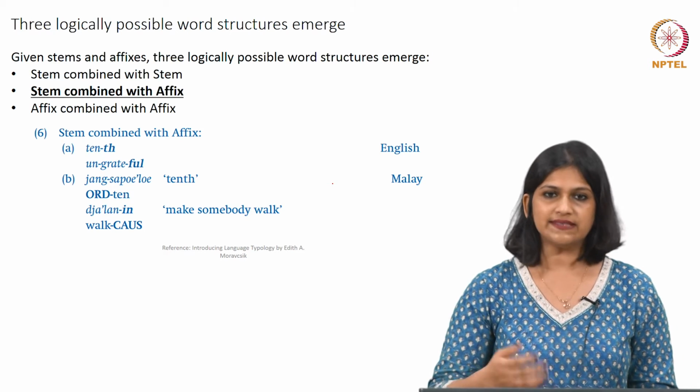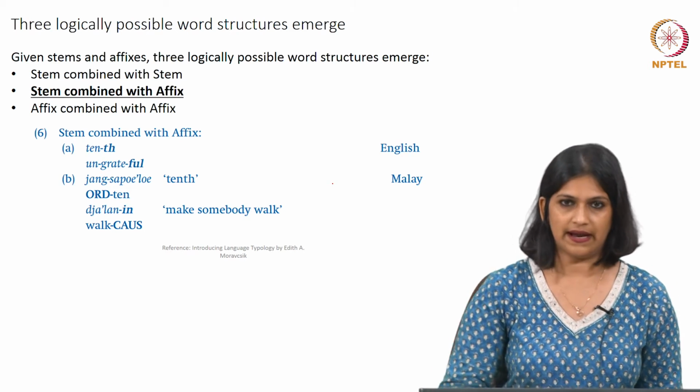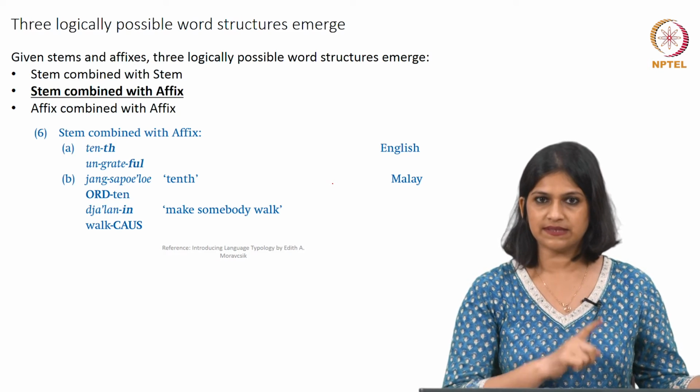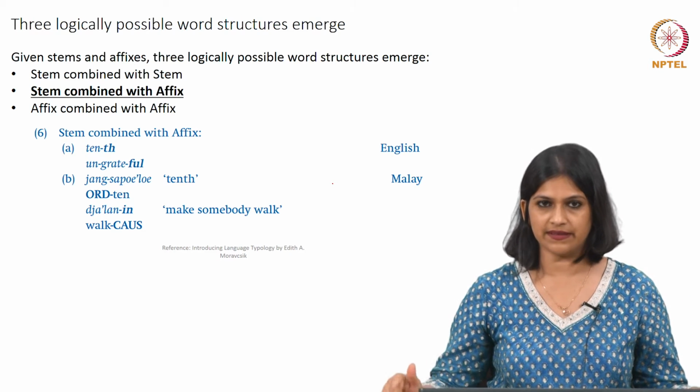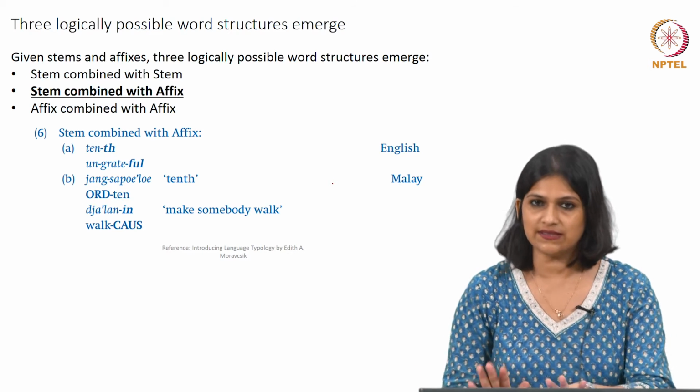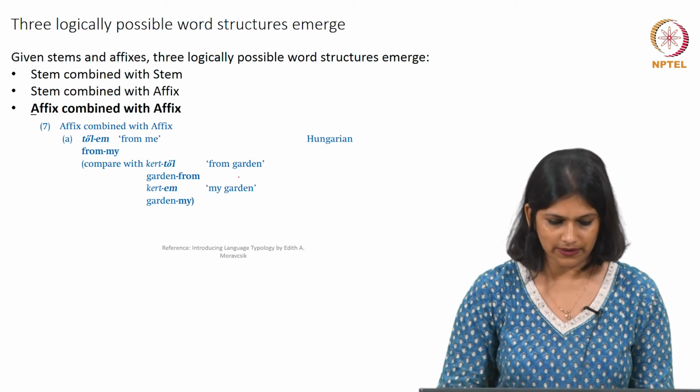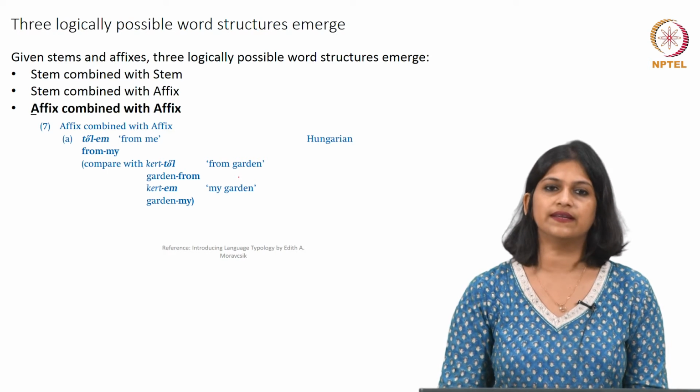Fine. Now, let us move to the third combination that we have in hand, or the third type. First type, stem and stem. Second type, stem and affix. Third type, affix and affix. So, that is all about morphological typology. So, let us see the third category here.